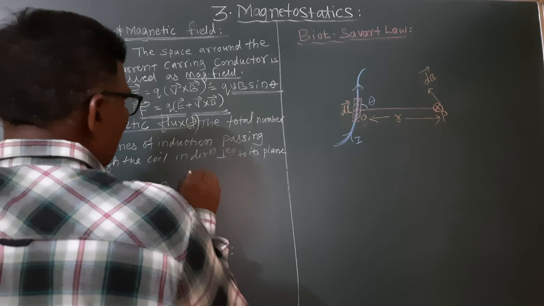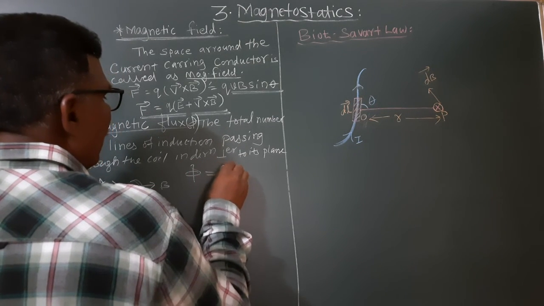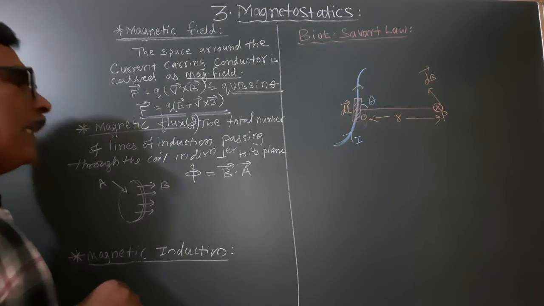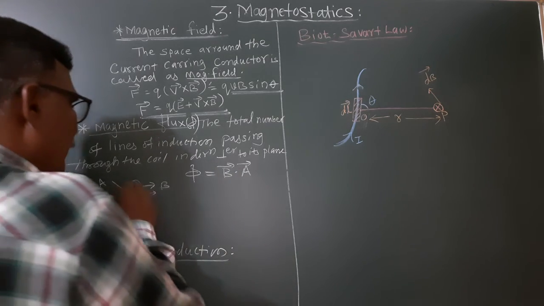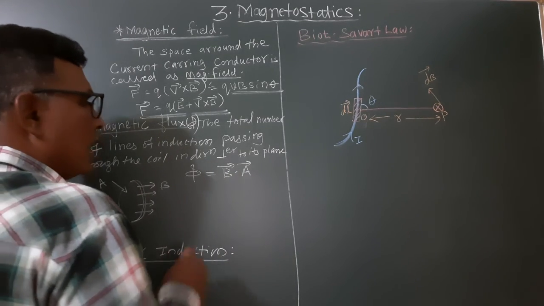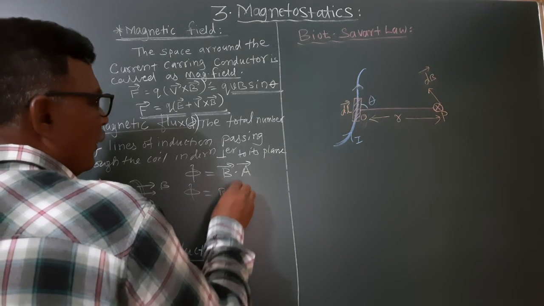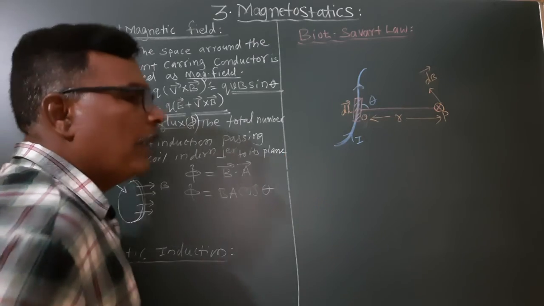Magnetic flux is denoted by the symbol phi. Phi is equal to B bar dot A bar, where B is the magnetic induction and A is the surface area. Finally, phi is equal to B into A dot product, which is nothing but B A cos theta.